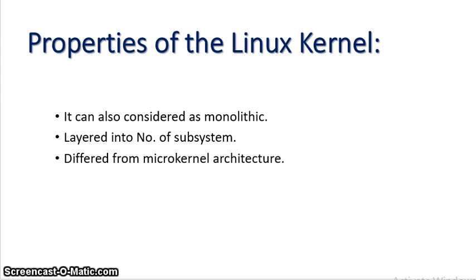Properties of Linux kernel. It is considered as a monolithic kernel. Linux kernel is laid into a number of systems and it differs from microkernel architecture. The main difference between monolithic kernel and microkernel is that a monolithic kernel is a single large process running on a single address space, whereas in microkernel, the kernel breaks down into separate processes known as servers, some of which run in user space and some of which run in kernel space.